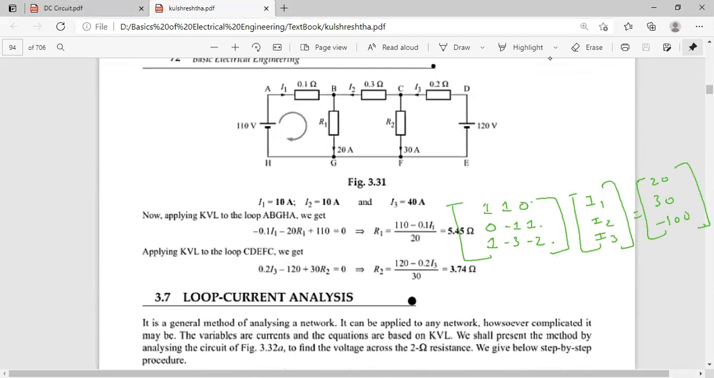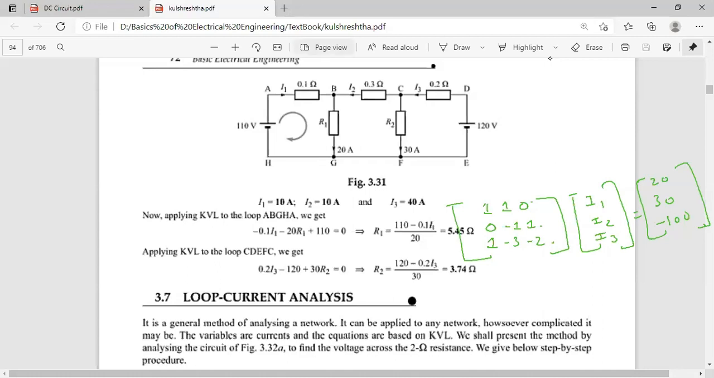Now you can apply your KVL in loop ABGHA. When you apply KVL here, you will have a relationship between I1 and R1. I1 value you know, R1 you can find. Similarly, in the next step, you will apply KVL in this outer loop. So you'll have a relationship between R2 and I3. You know I3, so you'll get the value of R2.